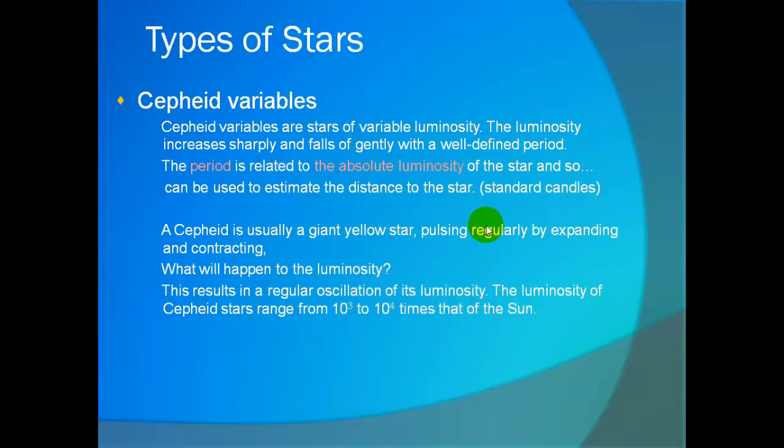The luminosity of Cepheid variables is 10^3, 10^4 times that of the Sun, so they're much bigger than the Sun.